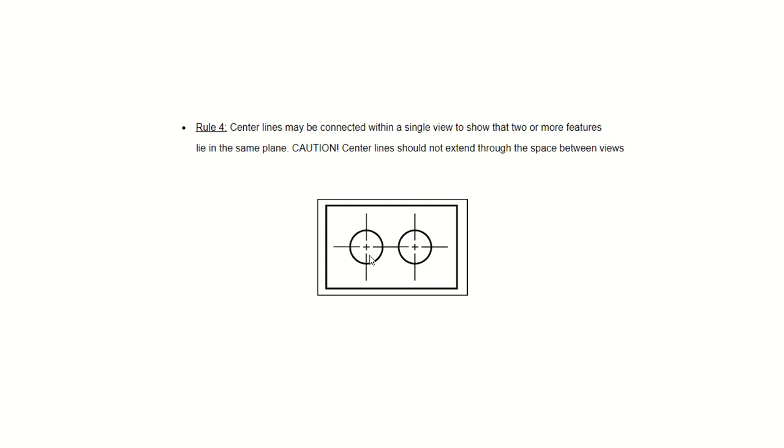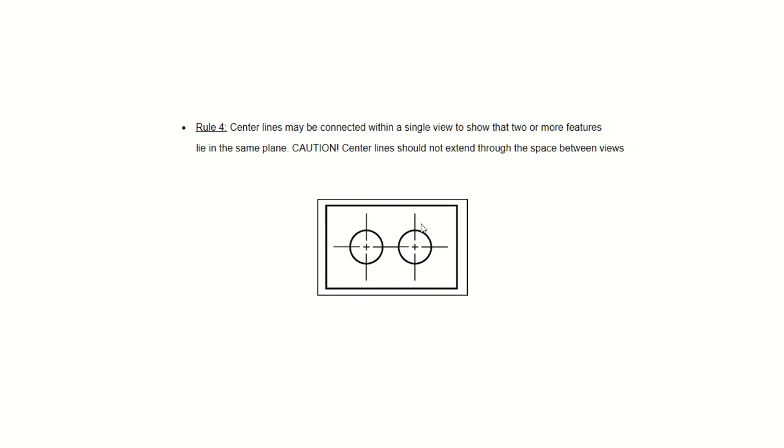Okay. So even if the previous rule told you to extend your center line past the feature, past the object, it doesn't say to extend your center line past the view. It's got to stay within the view. So that's what rule number 4 is saying. Caution: make sure your center line won't extend through the space between the views. So now I have a boundary. This is not the object, that's the view.